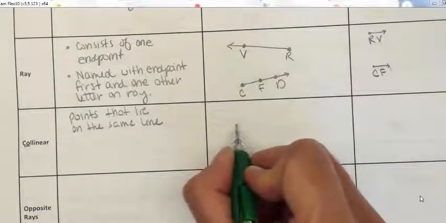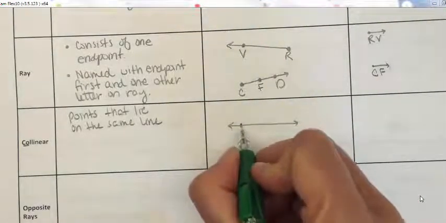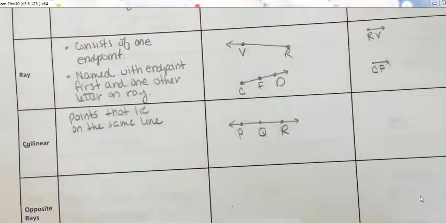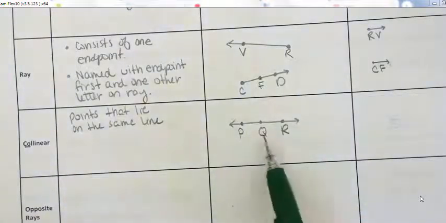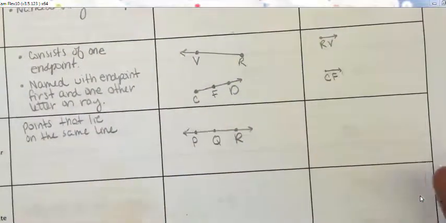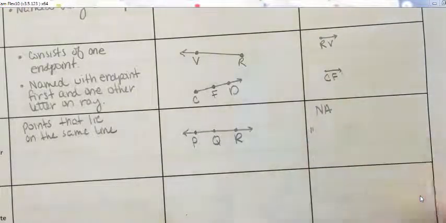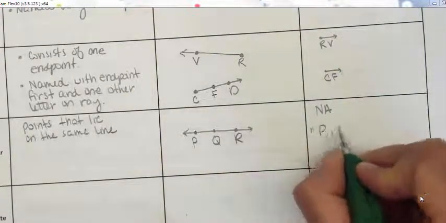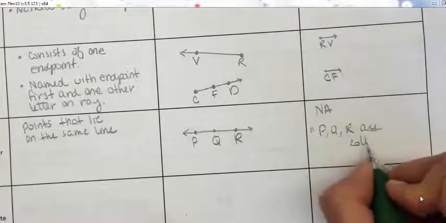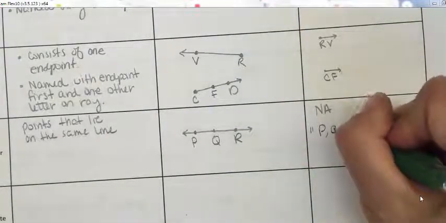So let's just draw a line over here. How about we'll put points P, Q, and R. So points P, Q, and R are collinear. There's not really a way to name this. There's no name. But I can just say right here in a little statement, P, Q, R are collinear. That's how you would explain that. This is a Q. I know it doesn't look like it.